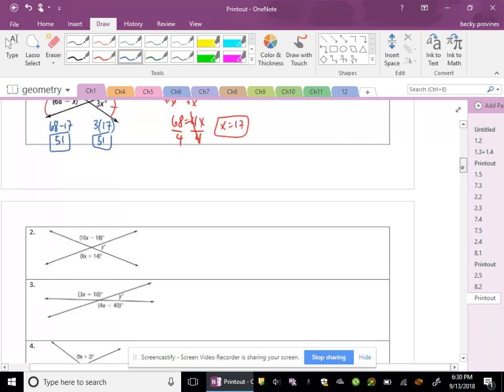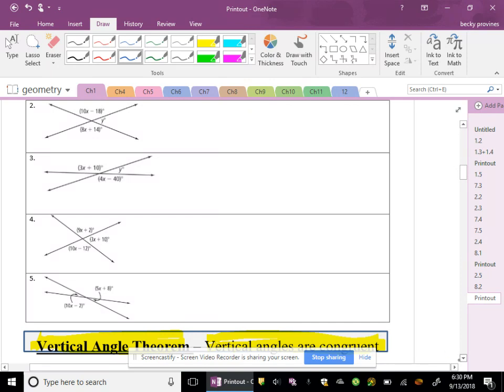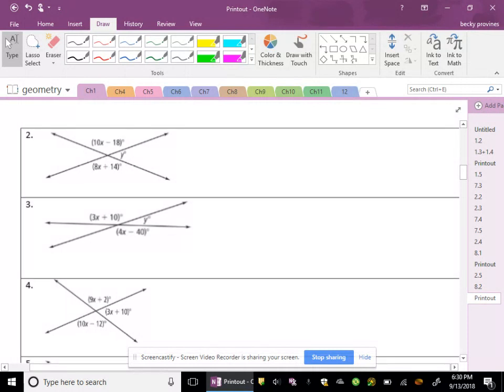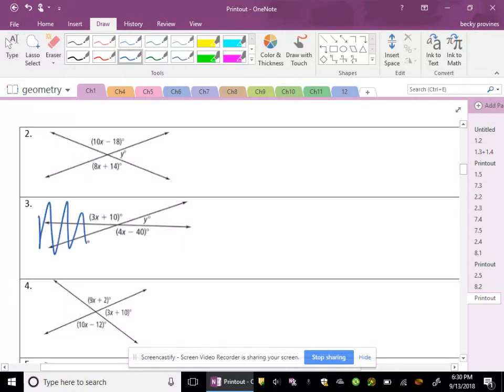All right, so I know there are a lot of these, and I'm going to skip a few because I think you guys get the idea of it, but we're going to do a few of them together. For instance, let's do number 2 and skip number 3 because they're very much the same. When you go to do this problem, we're going to use the vertical angle theorem and prove that the top and bottom are vertical angles and that they are equal. So 10x minus 18 equals 8x plus 14. So to solve for x, let's subtract 8x.